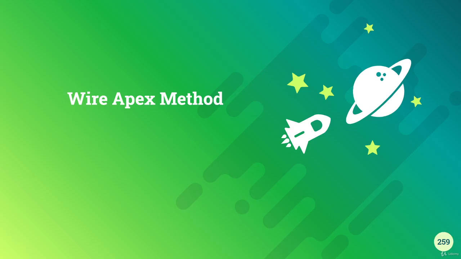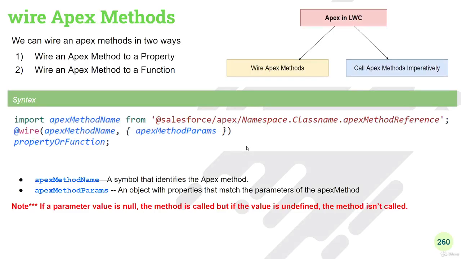In this video, we'll talk about the wire apex method. So we already know there are two ways to connect Apex in LWC. First is the wire apex method. The second one is to call the apex method imperatively. So we are looking into the first approach, that is the wire apex method.